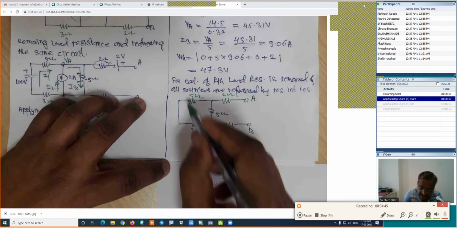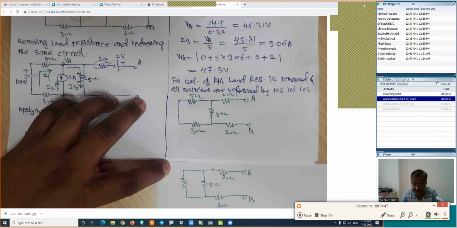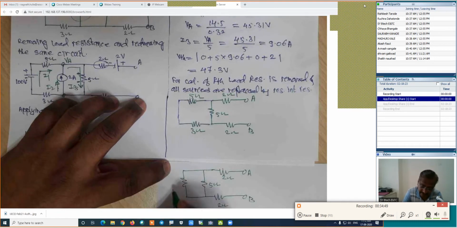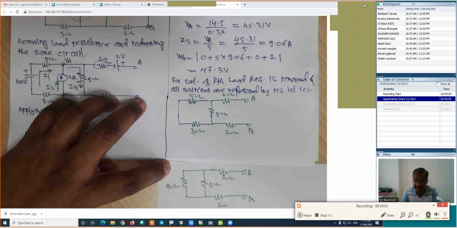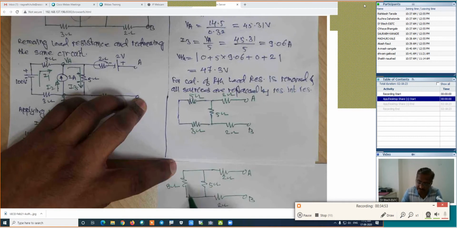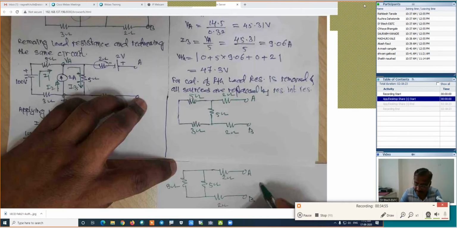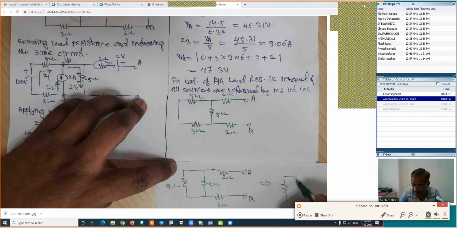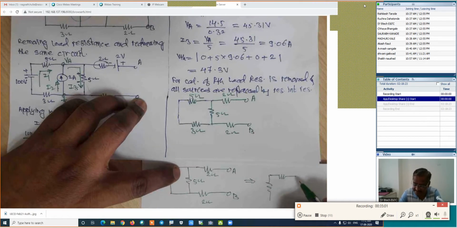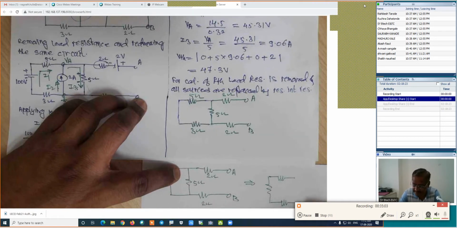And these two branches are in series. 5 plus 3, 8. This is 8 ohm. Now next, these two branches are in parallel combination. The next figure will be something like this. Here is the point A, this is the point B. It is the 2 ohm, this is the 2 ohm.